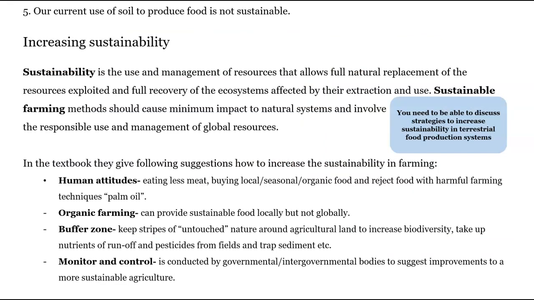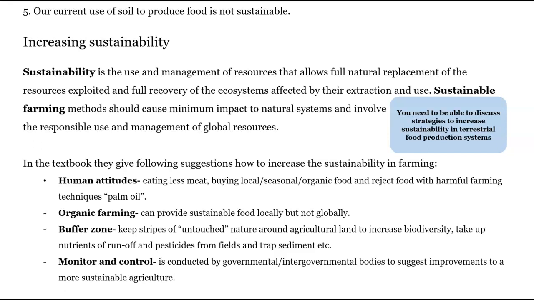So there are a number of ways that we can increase the sustainability of our food production systems. One of them, of course, is to change attitudes. For example, the topic that I've been hammering home: eating less meat, buying local, seasonal, or perhaps even organic food, and also eating foods that have been rejected or expired, or close to expiry. And organic farming is brought up as one example as well, at least in a local environment.